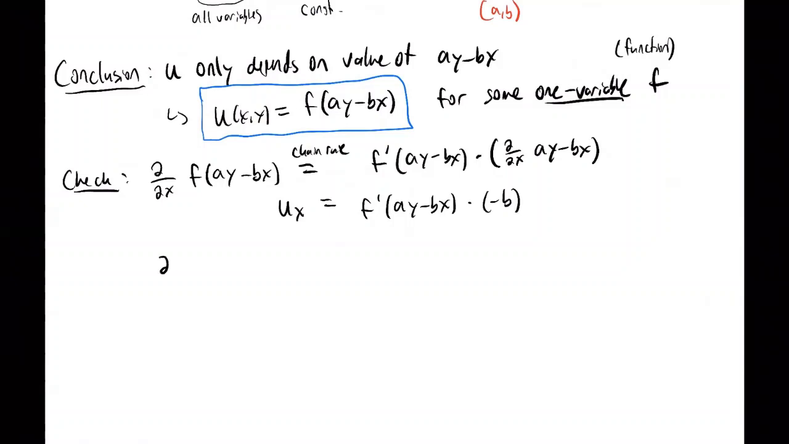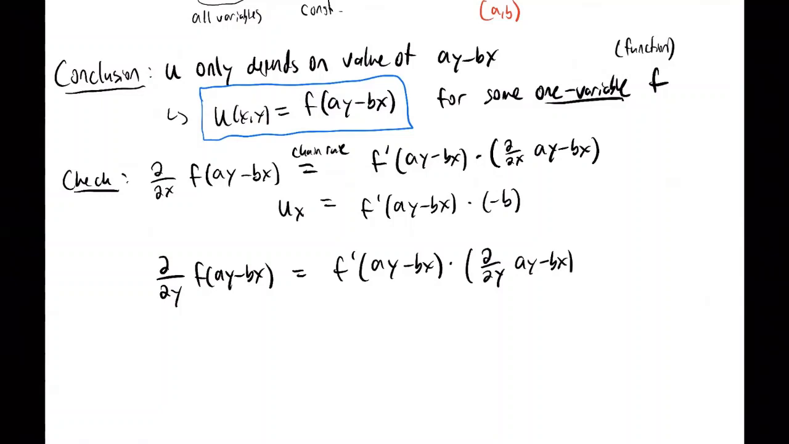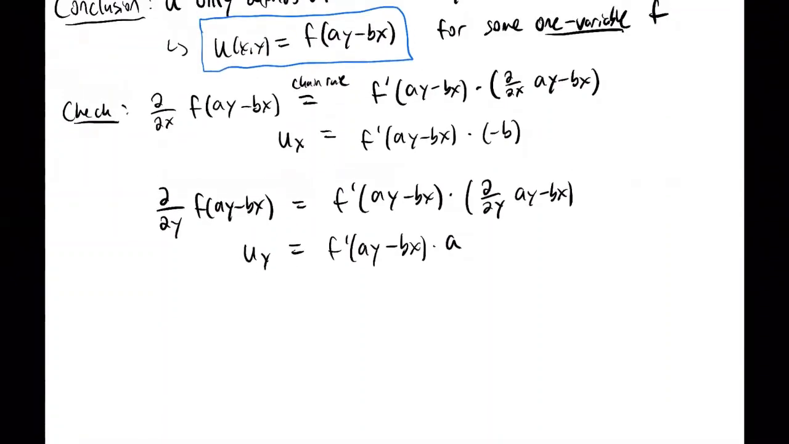On the other hand, if I take the derivative with respect to y of the same function, again using the chain rule, this is going to be equal to f prime at ay minus bx times d/dy of ay minus bx. And so this time, the left-hand side is u_y, and the right-hand side simplifies to f prime of ay minus bx times a, right? And so we'll notice that u_x and u_y are very similar. They're just different multiples of f prime evaluated at the same point.